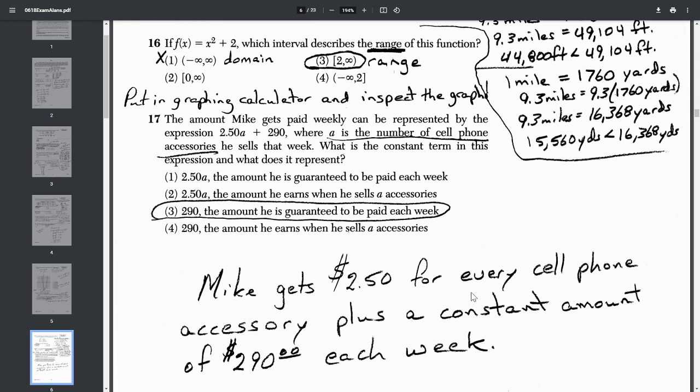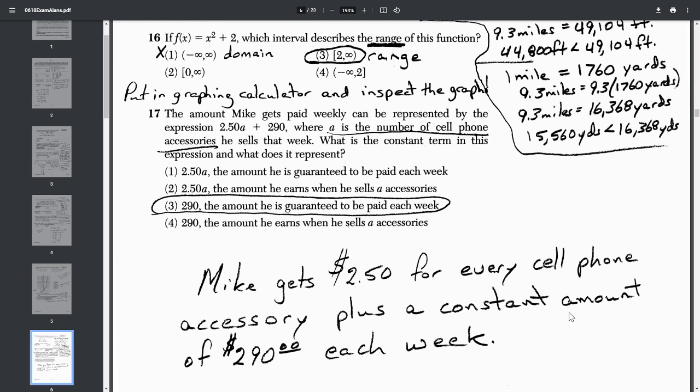Number 17 says, what is the constant in this problem? Constant, remember, is just a plain old number, no variable attached, just a plain old number. So 290 is the constant in this problem.